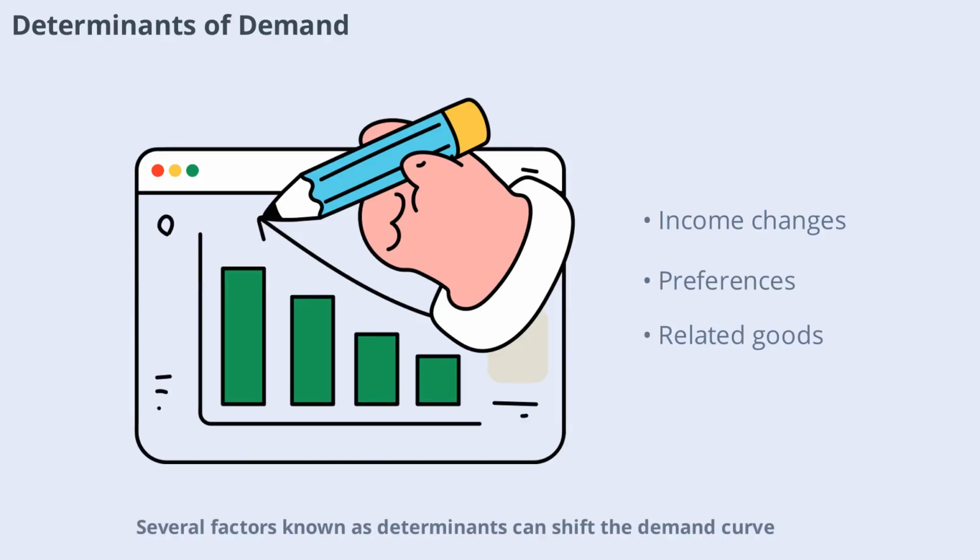Several factors known as determinants can shift the demand curve. These include changes in consumer income, tastes and preferences, prices of related goods, expectations about the future, and the number of buyers in the market.